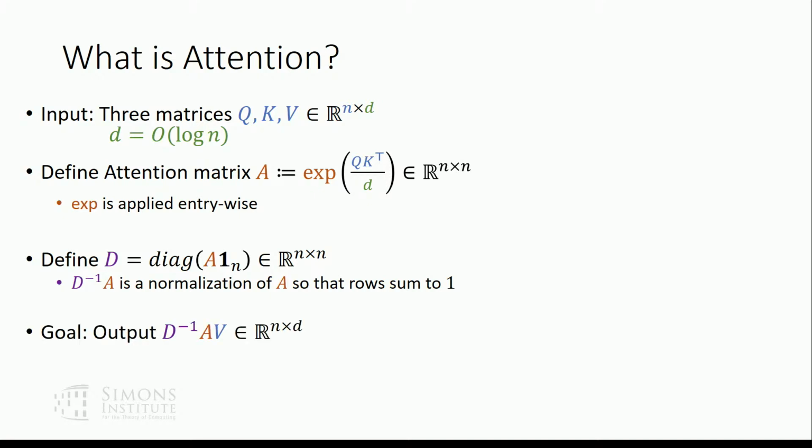And then in the attention problem, the goal is to output D inverse times A times the last matrix V, which is again an n by d matrix. So this is the problem I want to tell you about today.